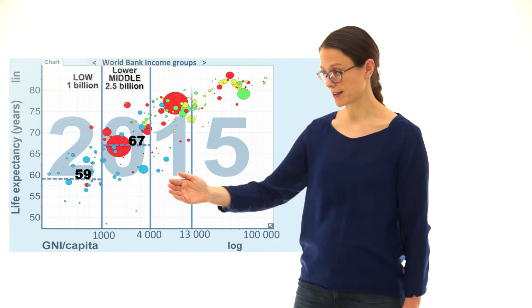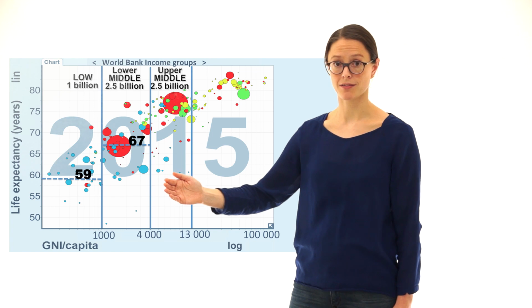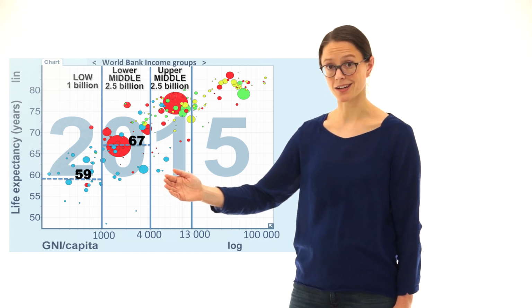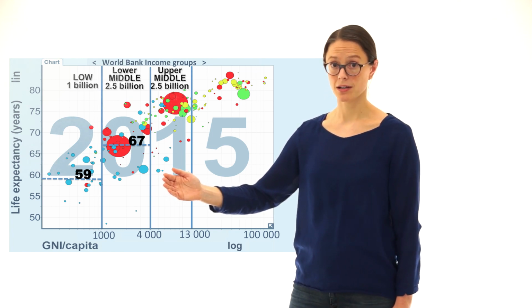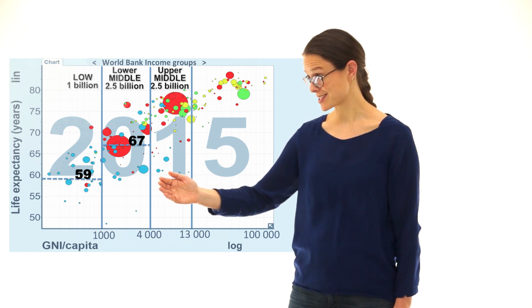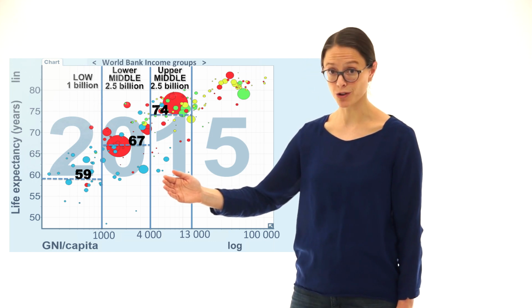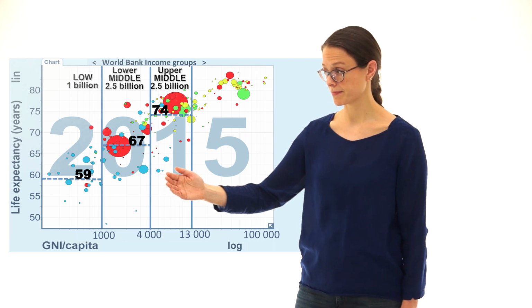Then we have upper middle-income countries, where another 2.5 billion live. In this group you find China. Income is going up and people live longer and longer. And as you can see, life expectancy is 74 years in upper middle-income countries.